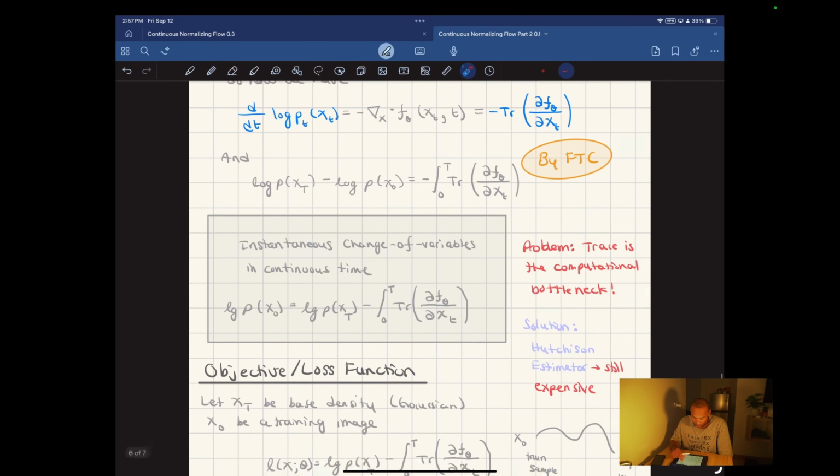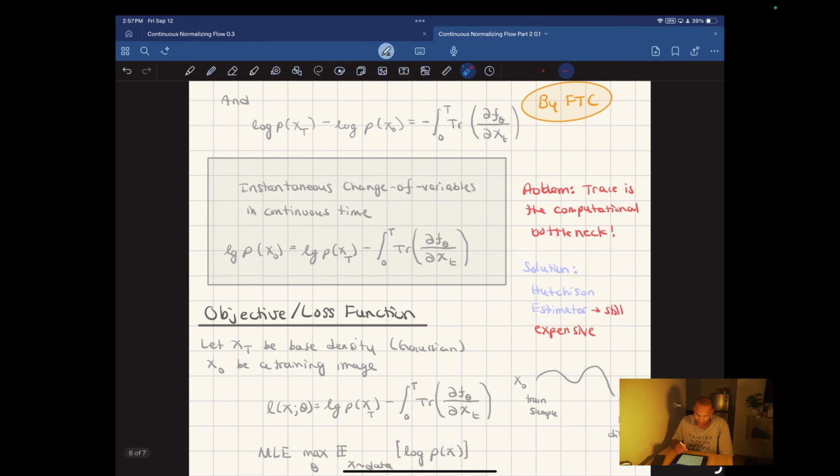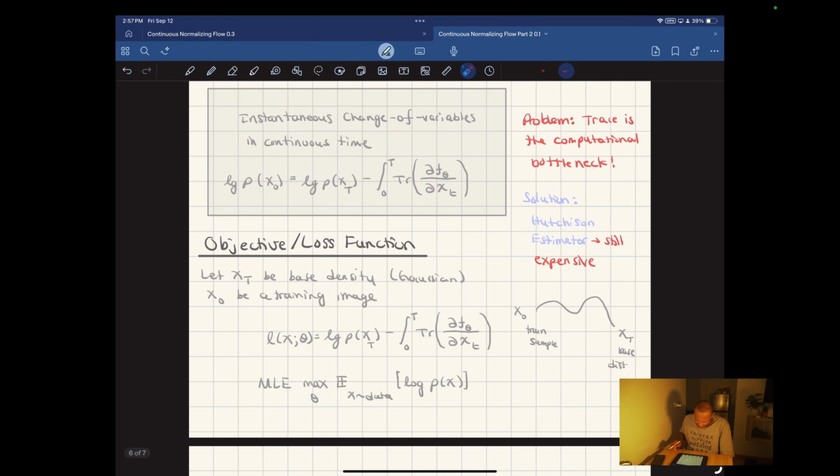So that's our likelihood, and we minimize this negative log likelihood as our training objective. Or to write it in terms of maximum likelihood, we can write it like this: the expectation under our data of the log density.